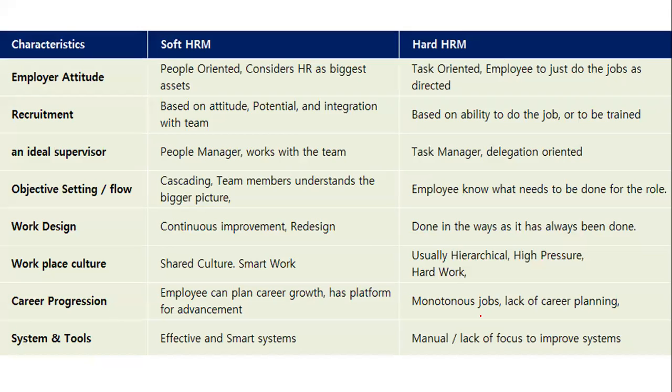Now, we have two aspects of HRM. One is called soft HRM, another is called hard HRM. So let's see what is soft HRM and what is hard HRM. When we talk about soft HRM, it is people oriented, that is employee oriented, and considers HR as the biggest asset. It means it considers people as an asset. It is based on your behavioral aspect, that is your attitude, your potential, your integration. Here the employees and the managers work as a team.